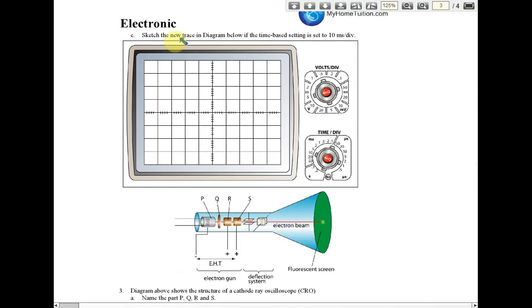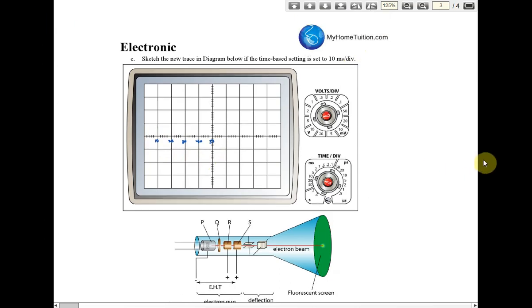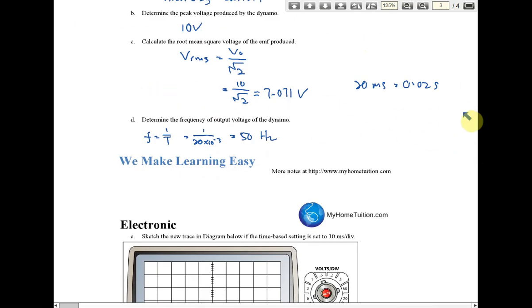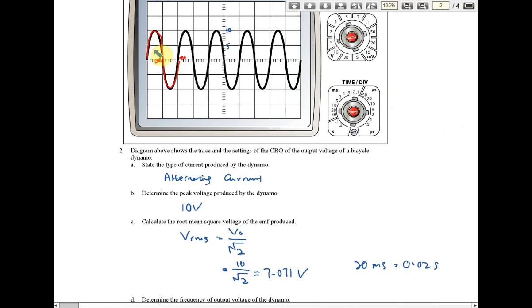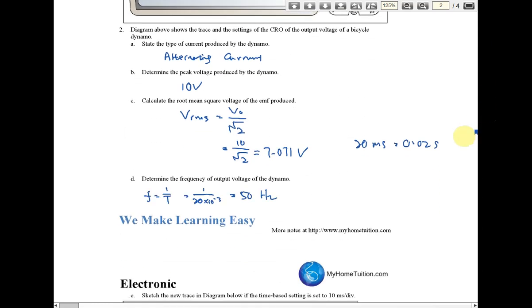E. Sketch the new trace in the diagram below if the time base setting is set to 10 milliseconds per division. 10 milliseconds means, okay, so this is 10, 20, 30, 40, 50. And just now, we learned that the period is equal to 20 milliseconds. Okay, the period is not 20, it's 40. I made a mistake. That's not 20, it's 40. So this is 40 milliseconds. So 0.04.